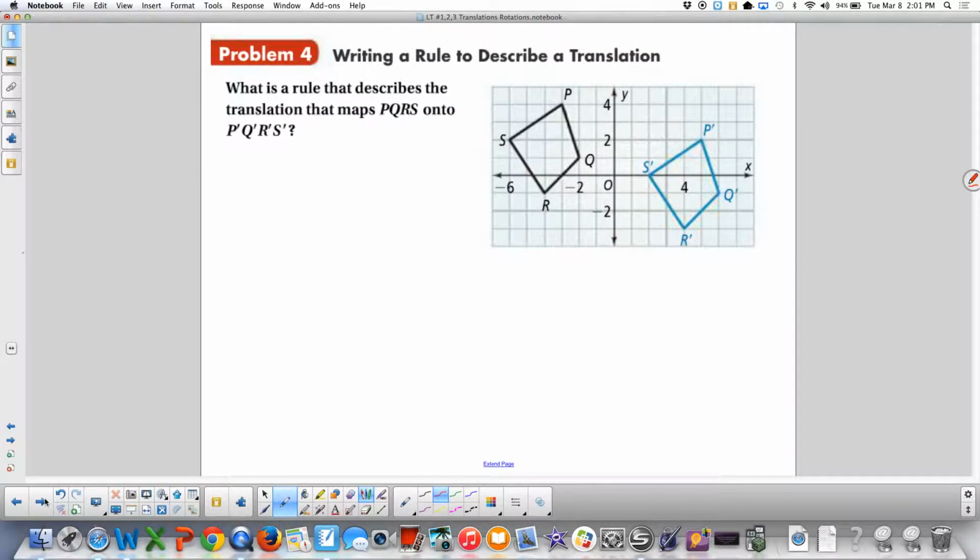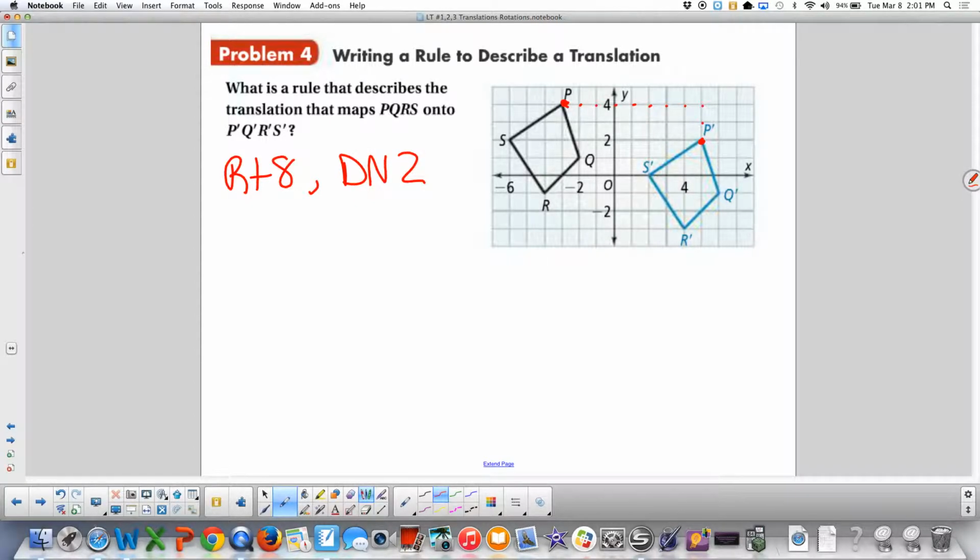Write a rule that describes this. The first thing you have to do is figure out how you're translating. So to go from point P to point P prime, we're going to the right 1, 2, 3, 4, 5, 6, 7, 8. We're going to the right 8, and we're going down 2.